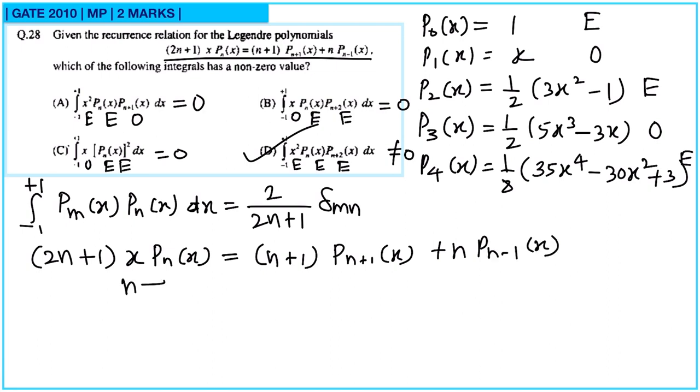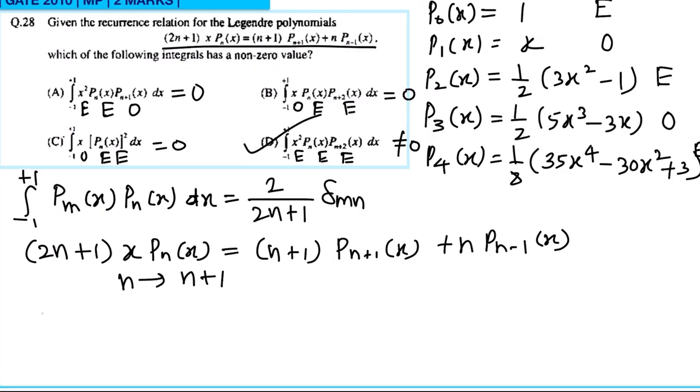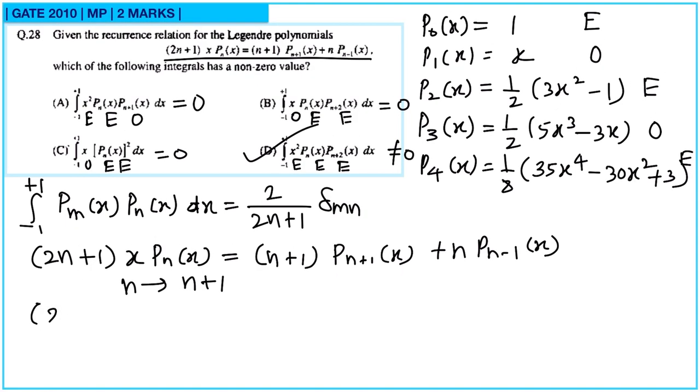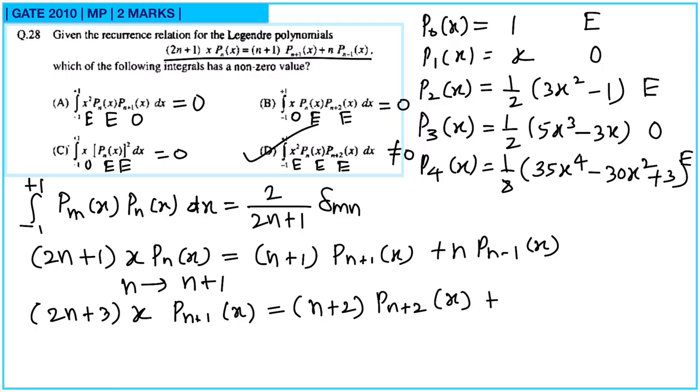Now we can change this variable from n to n plus 1. I will do this calculation for the first case only. So change n to n plus 1. So this will be 2n plus 3 into x, then Pn plus 1 of x is equal to n plus 1 into Pn of x, so this will be n plus 2 Pn plus 2 of x. At every place where there is n, change it to n plus 1. So this will be the case.